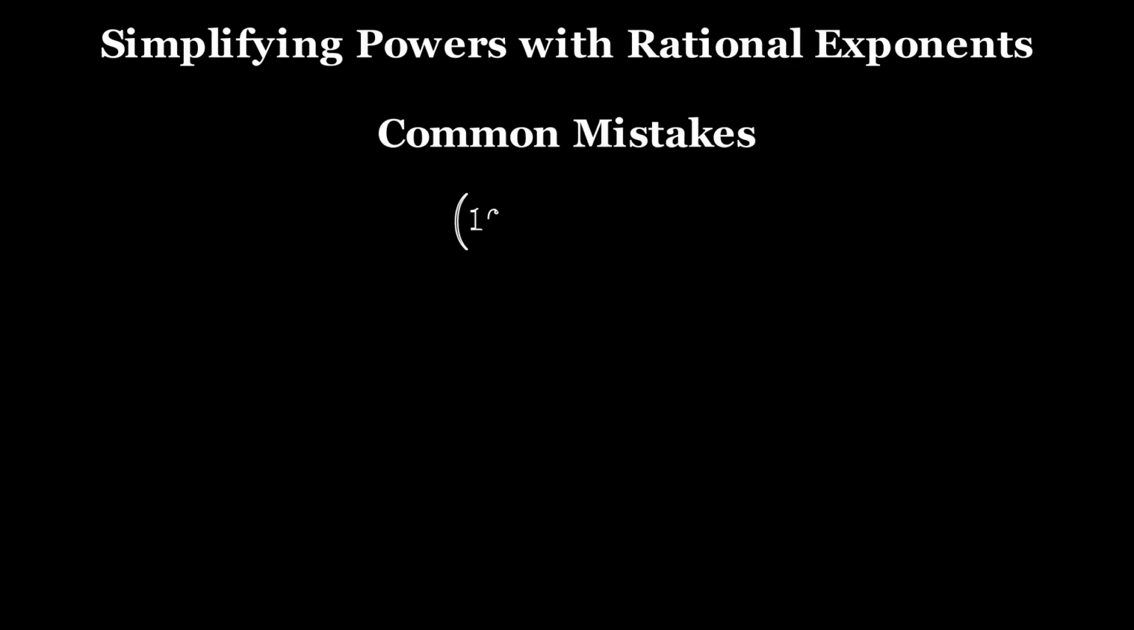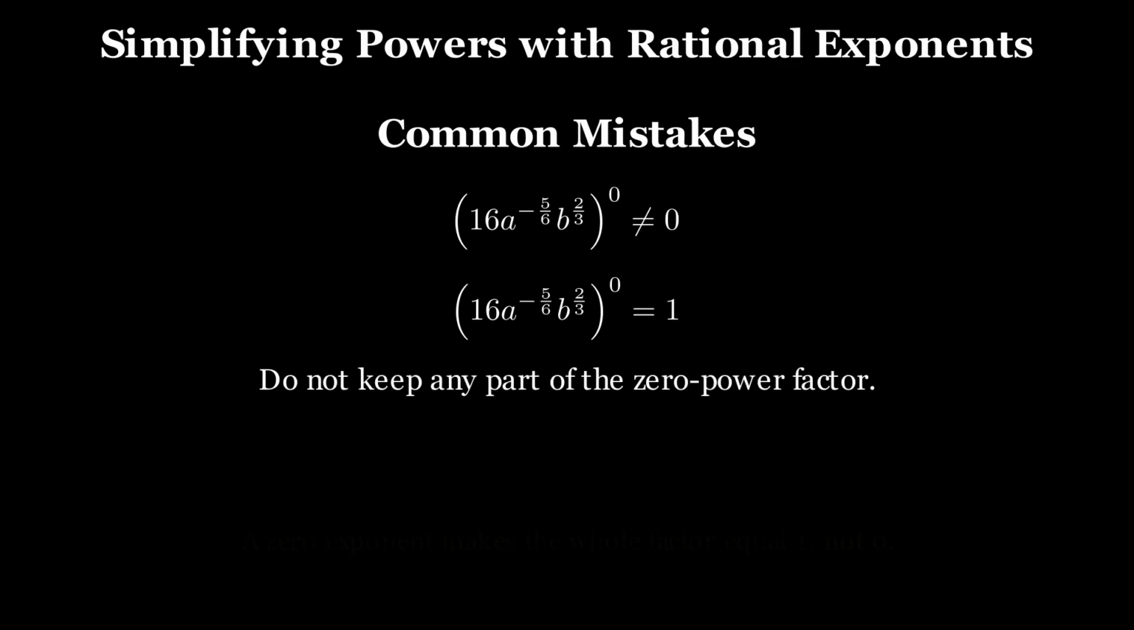A common mistake is thinking the zero exponent makes the factor equal 0. It does not. The whole factor becomes 1.